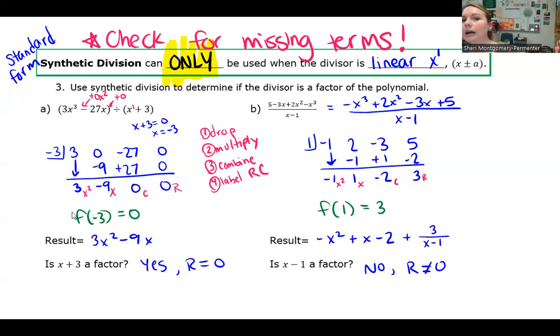So if you do f of whatever it is, the value you put in the house, the answer is always the remainder. So that answer is the remainder. That's what that remainder theorem says. If you're doing synthetic division, f of whatever number is in that house is equal to the remainder.